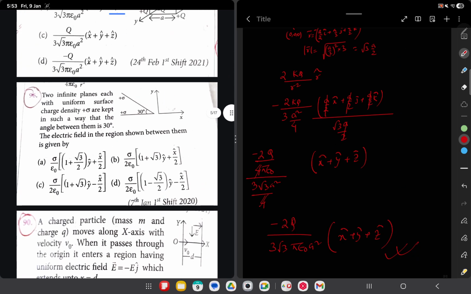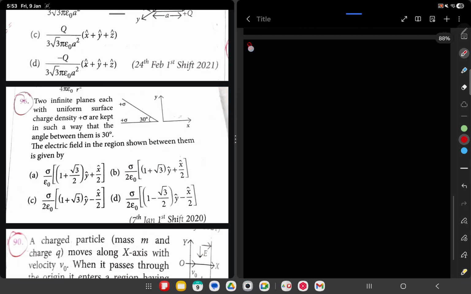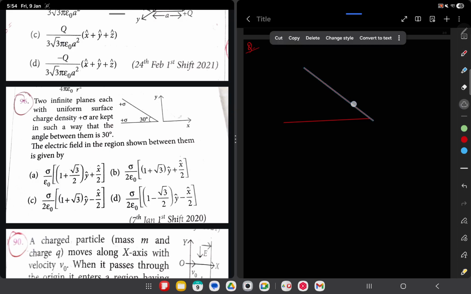Now the next question, this one is also a good question. You need to find the electric field in the region between them. This one is sigma, and this is also sigma.